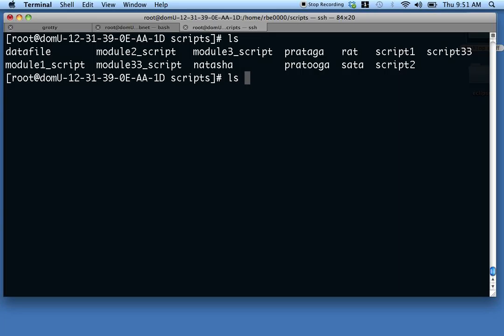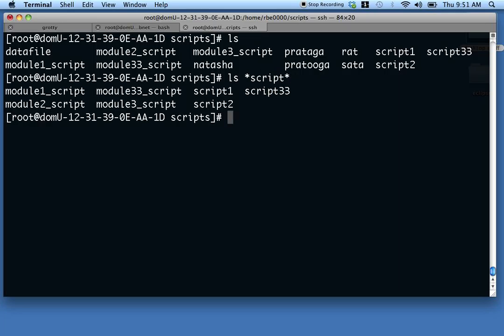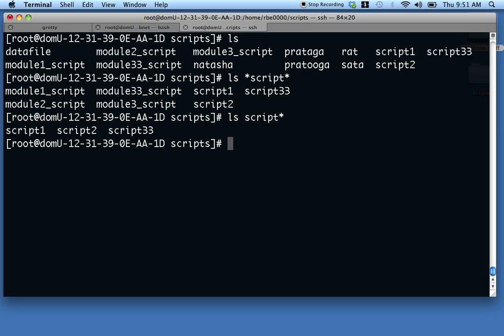If I want to see anything with the word script in it, I can do ls star script star, and that's going to show me anything that has the word script in it. If I want anything that starts with script, I take the first star out, and I only get things that start with script. In this case, script 1, 2, and 3.